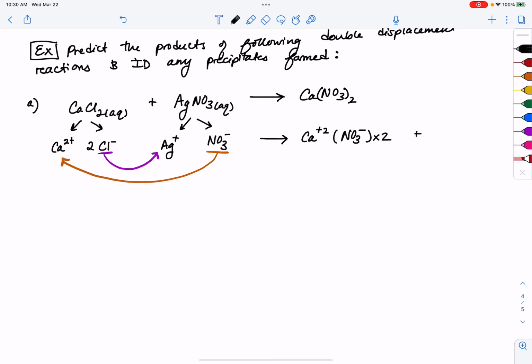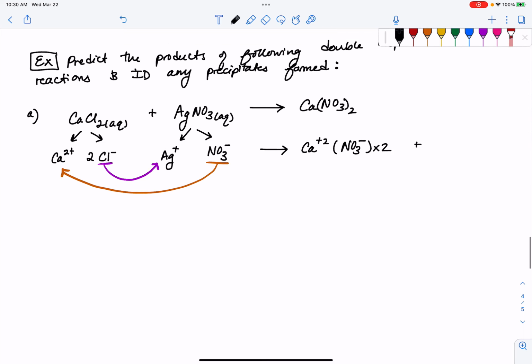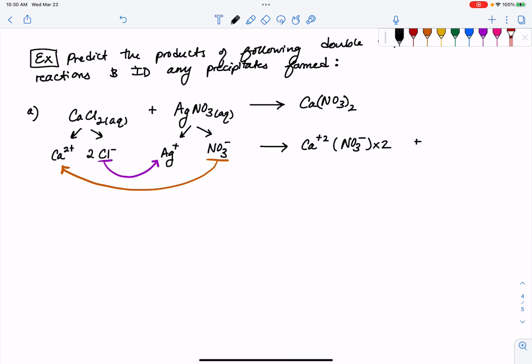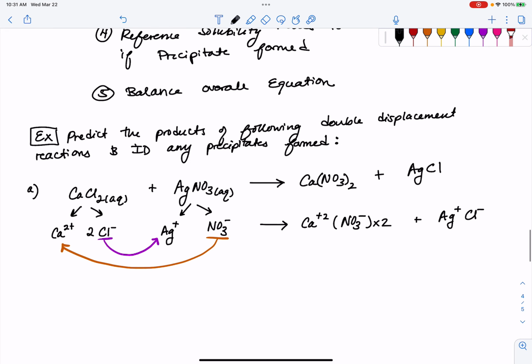And then I'm also looking now at my silver and chloride. So silver has a +1 charge, chloride has a -1 charge. So I just need these to come together in a 1-to-1 ratio. So AgCl. I have now made it so that my overall products are charge neutral.